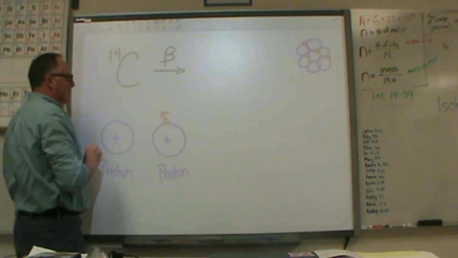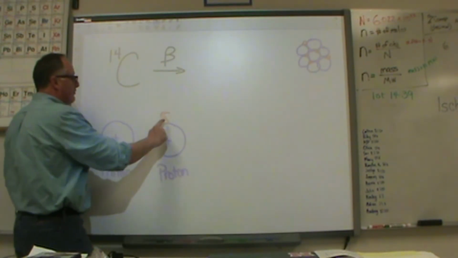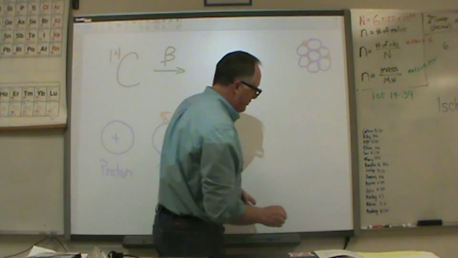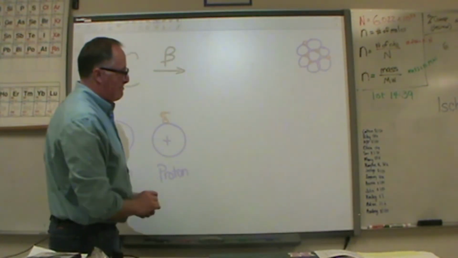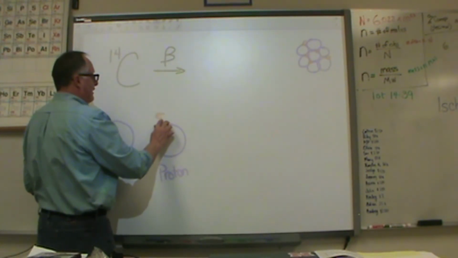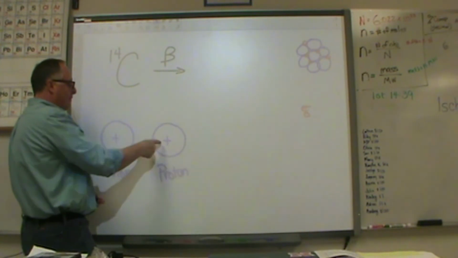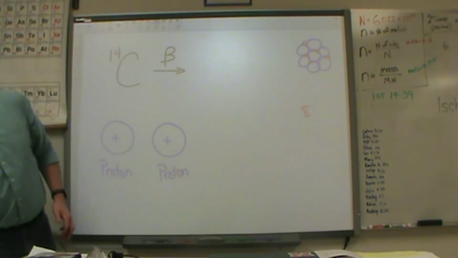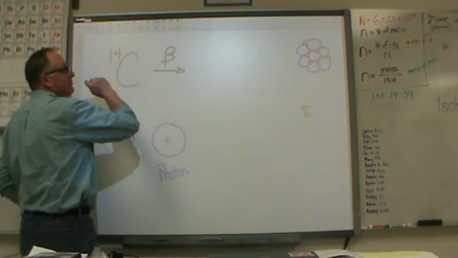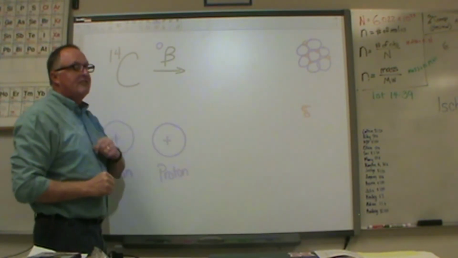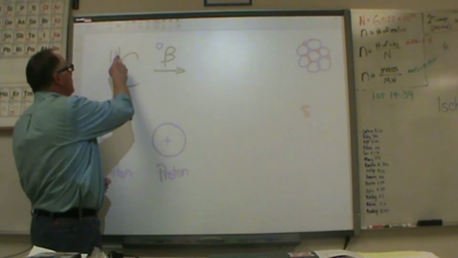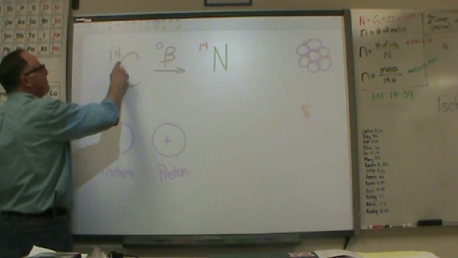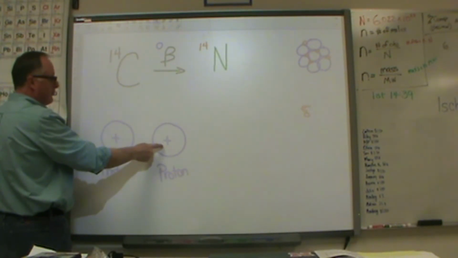But when we have beta decay, that means one of these gets shot out. So here we have a neutron, and then we have a beta decay, so this electron gets shot out, and it's gone, and now all of a sudden our neutron has turned into a proton. So when we have beta decay, we lose an electron. Losing an electron changes the mass not at all, because we said the electrons have so small a mass we consider it to be 0. So if it was 14, it's still going to be 14. But we changed one of our neutrons into a proton, so we got one extra proton.